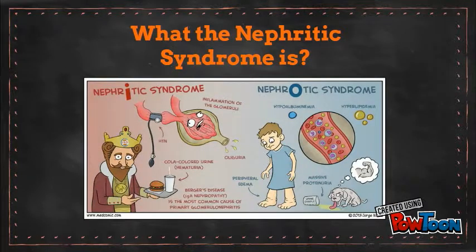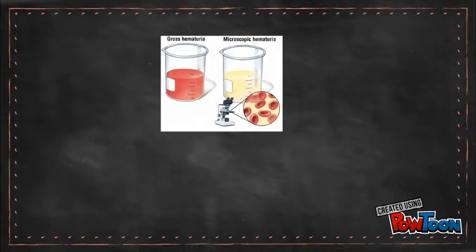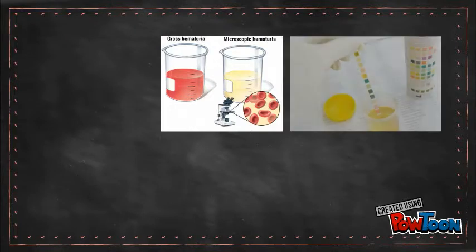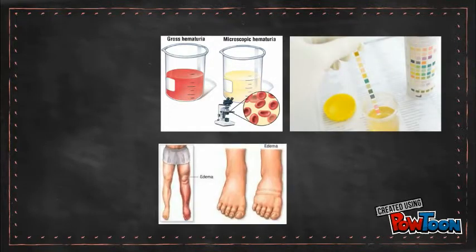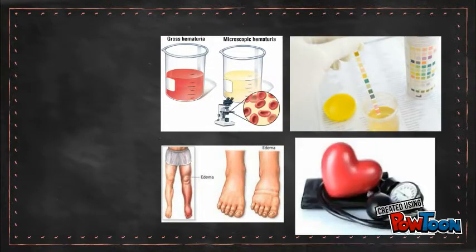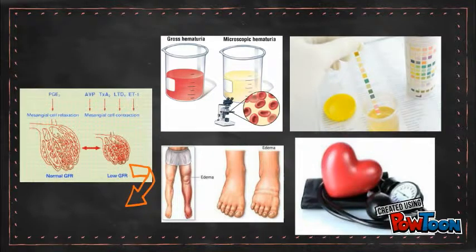Nephritic syndrome is one of the forms of presentation of glomerular diseases, characterized by the appearance of hematuria, usually with erythrocyte cylinders, proteinuria less than 3.5 grams, edema, arterial hypertension, and reduction of the rate of glomerular filtration.